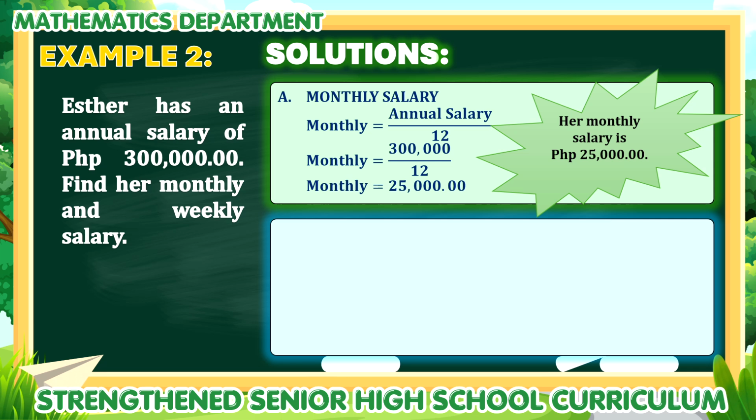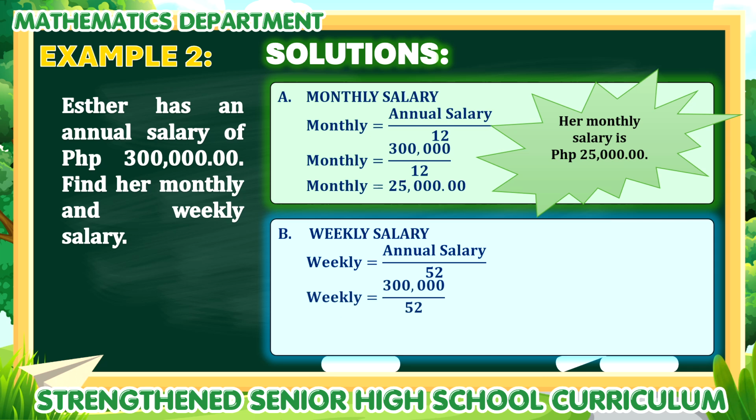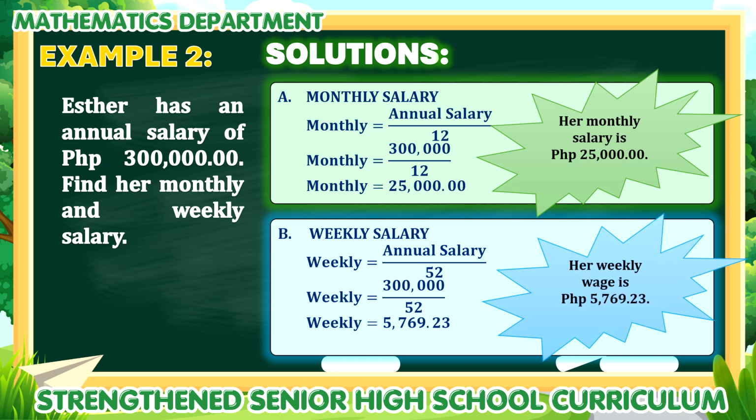To solve for the weekly salary, we divide our annual salary by 52. And by dividing 300,000 pesos by 52, we will obtain 5,769.23. Therefore, her weekly wage is 5,769 pesos and 23 centavos.